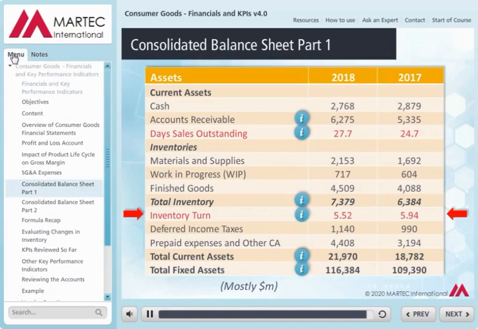Look for inventory turn getting slower compared to previous years. This is another indication of possible sales opportunities.